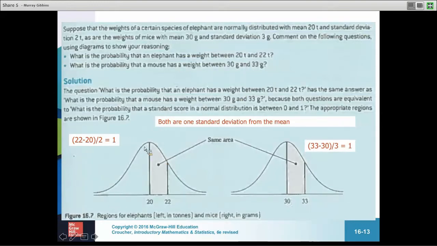Okay, so we're going to draw two graphs to represent that. First graph, put the elephant mean in the middle, 20 tonnes, and the question says, what's the probability that it weighs between 22 and 20? So that's handy, 20 is the mean, so we've just got to find that area back to there. And the mouse, put the mean in the middle, 30 grams, and the percentage we're trying to find is between 30 and 33, same sort of deal. We're trying to find this area back here for the mouse.